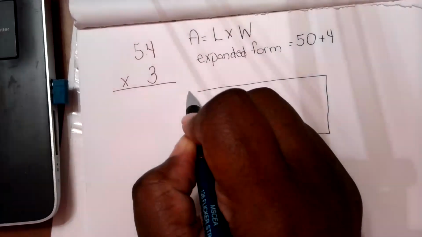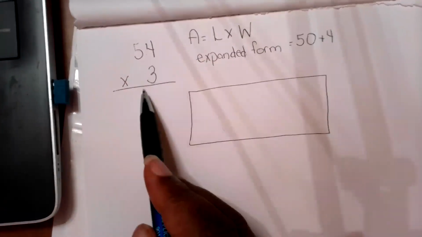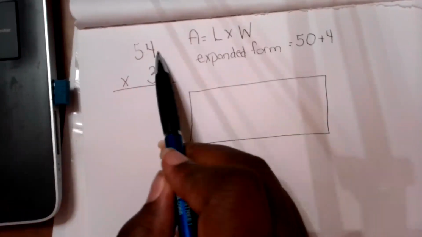The area model is using the shape, because finding the area of the shape is how much can be held within the shape. So we're going to use the area model to decide what 54 times 3 is. The first thing I need to figure out is how many boxes I need. I'm going to look at my number with the most digits. 54 has the most digits.